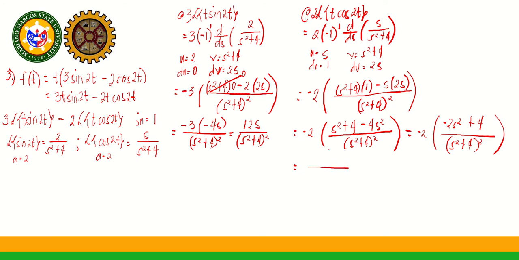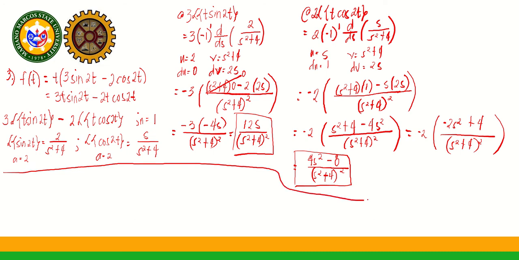negative 2 times negative 2s squared is positive 4s squared. That is positive 4s squared minus 8. Kasi negative 2 times 4 is negative 8. And then, copy yung denominator natin. Okay. So, we have this 2, this one, and this one. Pagsamahin na natin siya since ito naman yung original na equation natin. So, maglagay tayo ng separator dito.